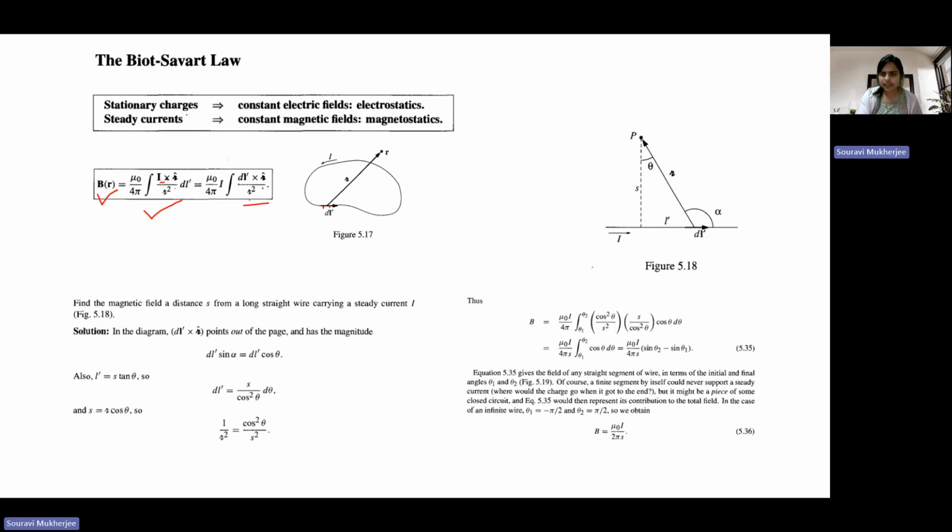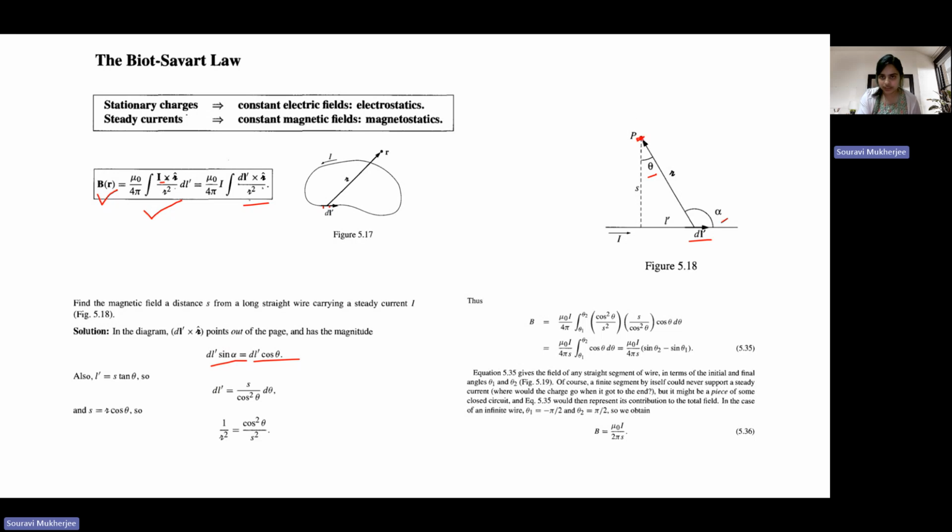You take a small line element dl and try to find the distance r from here. In this case, you can define an angle alpha. This is alpha, this is 180 minus alpha, this is 90. So you have a relation between this angle theta and this angle alpha, right? Basically, dl sine alpha is equal to dl prime cos theta, where theta is the angle that it subtends at the field point.